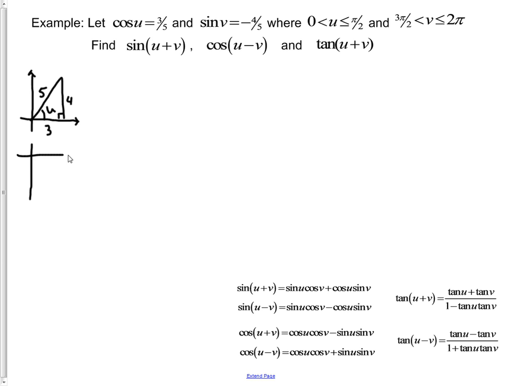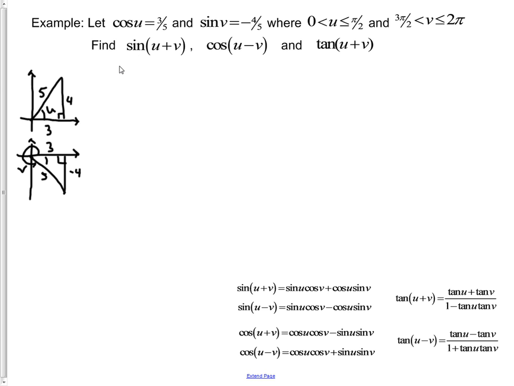Let's look at angle v. Angle v is an angle in standard position such that its sine is negative 4/5. So if we draw this one, for angle v in standard position, we have a right triangle whose opposite side is negative 4, whose hypotenuse is 5. That means we have an adjacent side of 3 this time. Again, that's going to help us find our ratios for each of these.